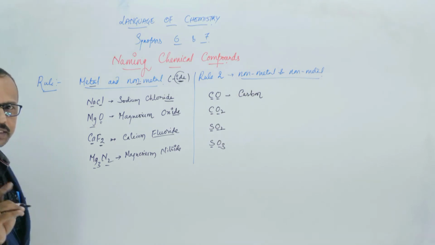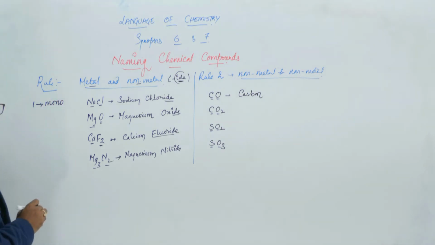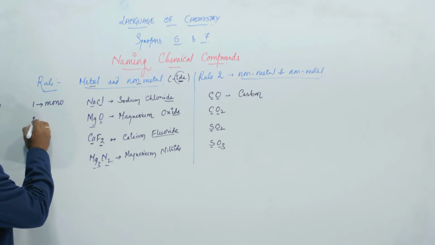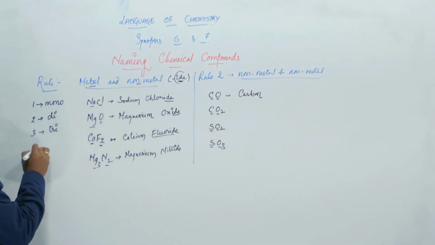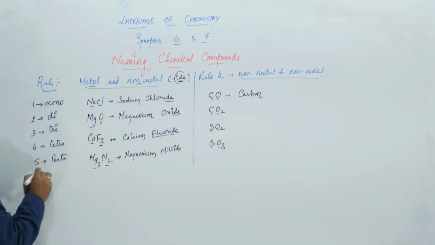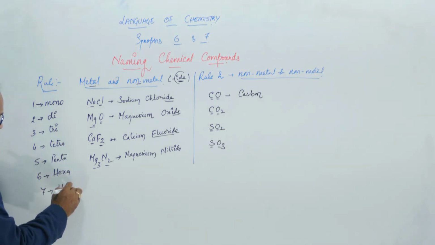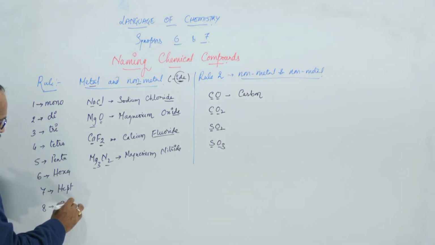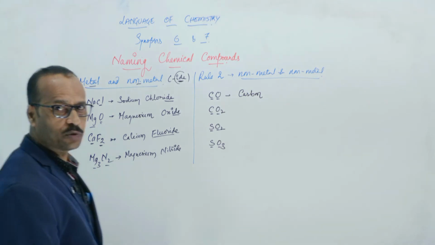In chemistry, one is called mono, two is called di, 3 is called tri, 4 is called tetra, 5 is called penta, 6 is called hexa, 7 is called hepta, 8 is called octa, 9 is called nona, and 10 is called deca. These words you have to remember.